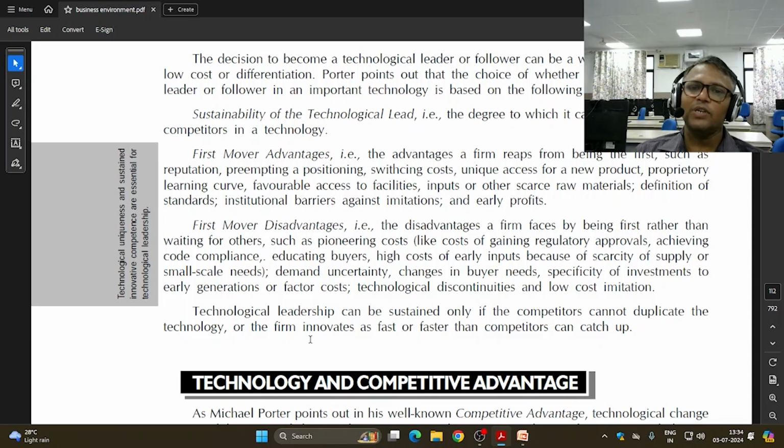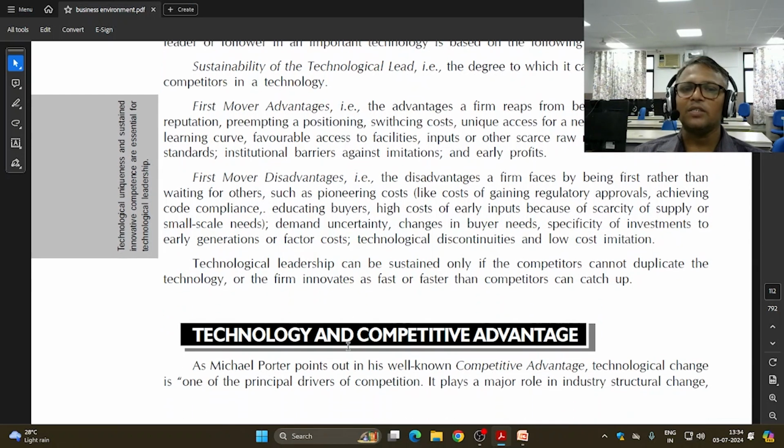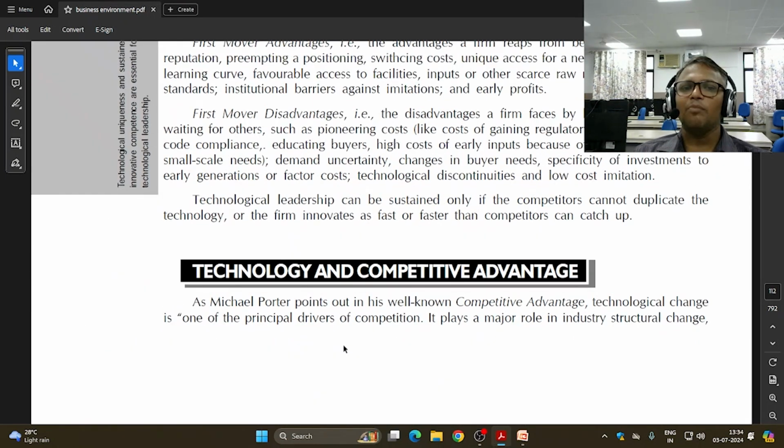And then there is the first mover disadvantage, that is, the disadvantage a firm faces by being first rather than waiting for others, such as pioneering cost, that is, the cost of gaining regulatory approvals, achieving trade compliances, and educating buyers, higher cost of early inputs because of the scarcity of the supply or the small needs, demand uncertainty, change in the buyer needs, specificity of the investments to early generations, or factor cost, technological discontinuity, and low cost imitations. Thus, technological leadership can be sustained only if competitors cannot replicate the technology or the firm innovates at a faster rate than other competitors can.